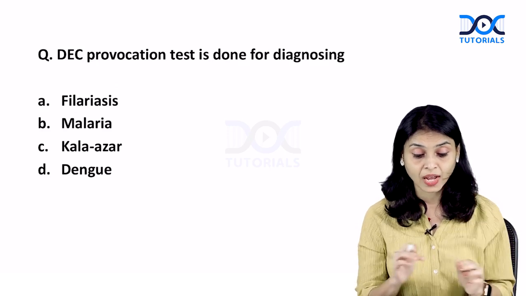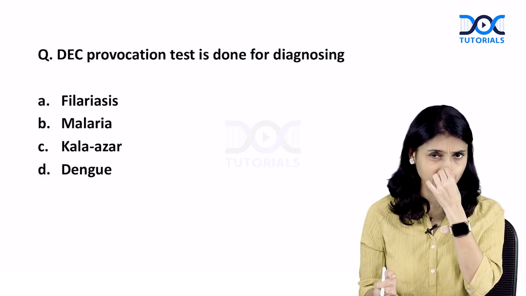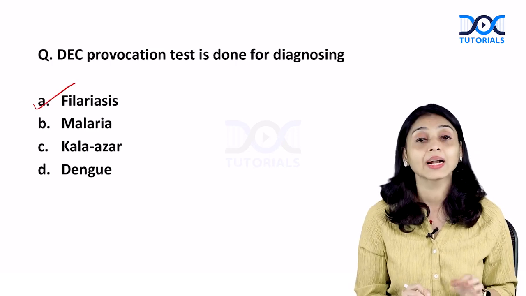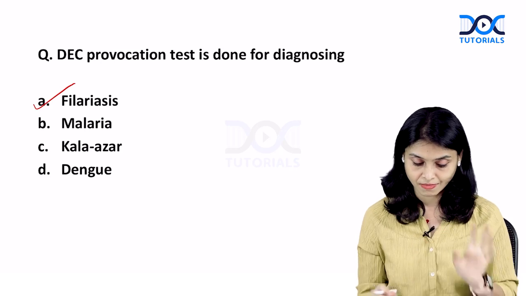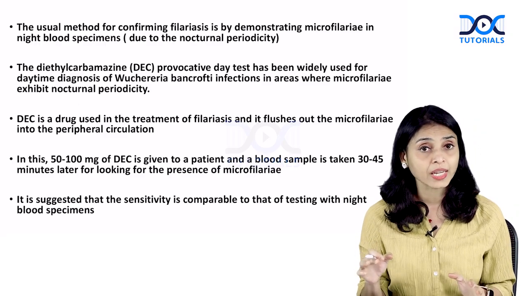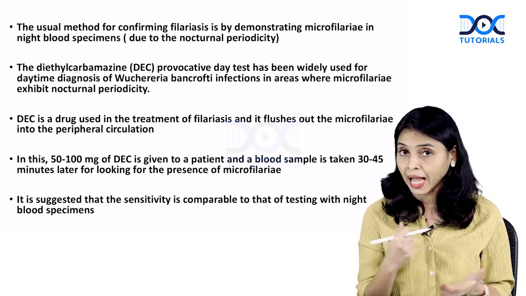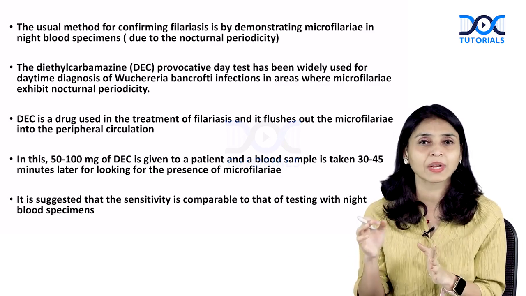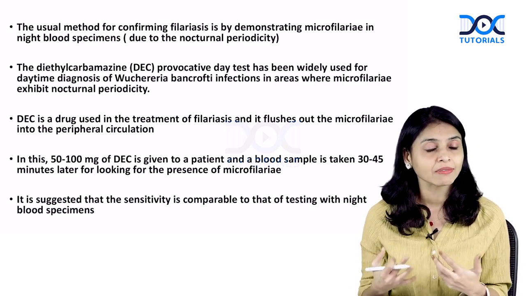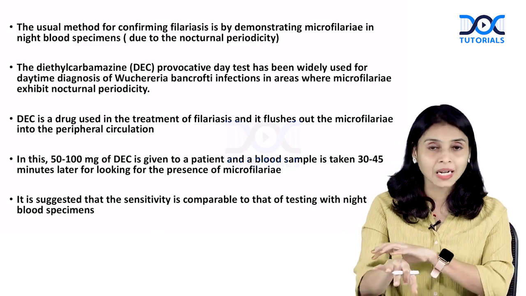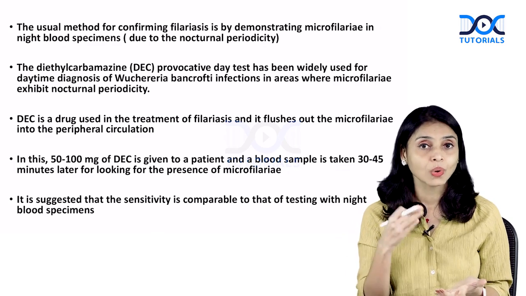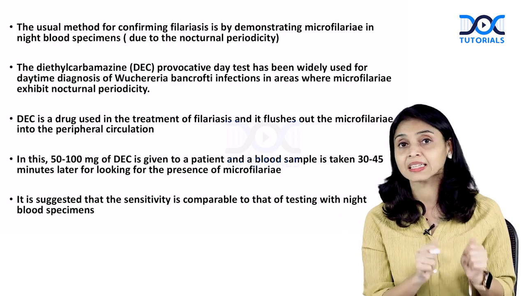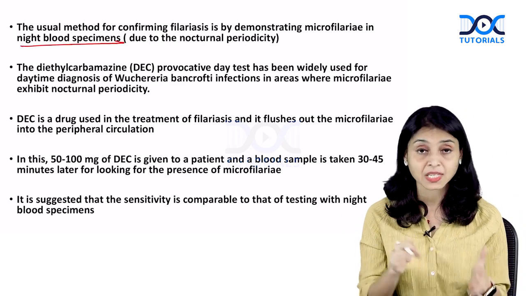DEC provocation test is done for diagnosing... If you know what is DEC, definitely you would have answered. It's a very simple question which we have discussed. DEC, diethylcarbamazine, is for the treatment of filariasis, and DEC provocation is a test done for diagnosing filariasis. Now let's see what it is. Usually in filariasis, you take the blood and try to show the presence of microfilaria in blood. But mostly the microfilaria have something known as nocturnal periodicity. That means at night they tend to come to the peripheral blood. So when you take night specimens, you are more likely to get a positive result, whereas you are likely to miss a positive result when you take blood samples in the daytime. So usually you have to go for night blood specimens. This is how we were doing it.